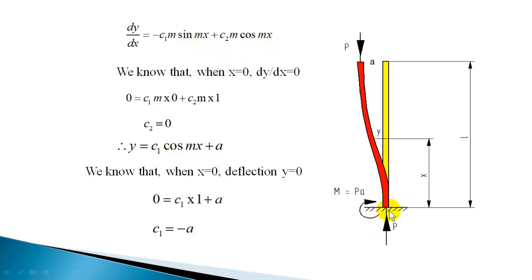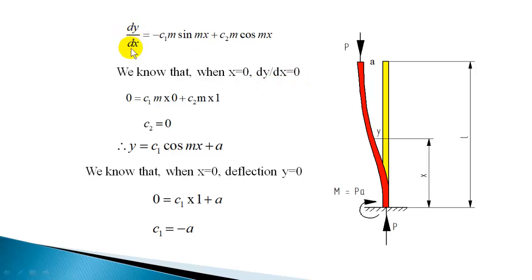Now we have the condition dy by dx, the slope, is 0 at the fixed end. The slope of the deflected curve will be 0 at the fixed end, because the column cannot deflect here. It will remain straight at the fixed end, then start deflecting after some distance. So at x equal to 0, dy by dx is 0.